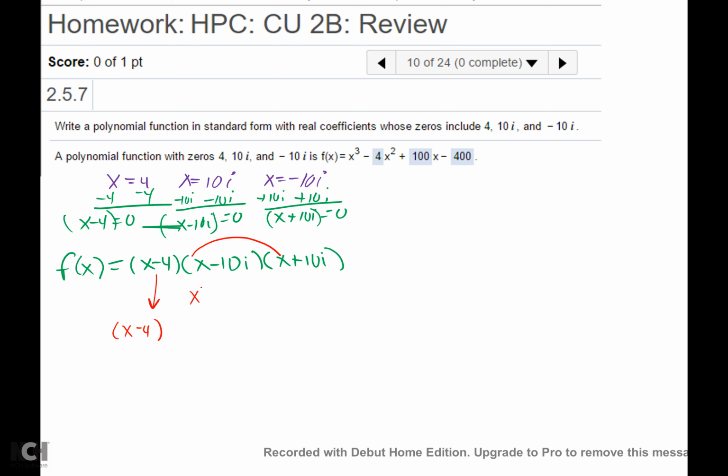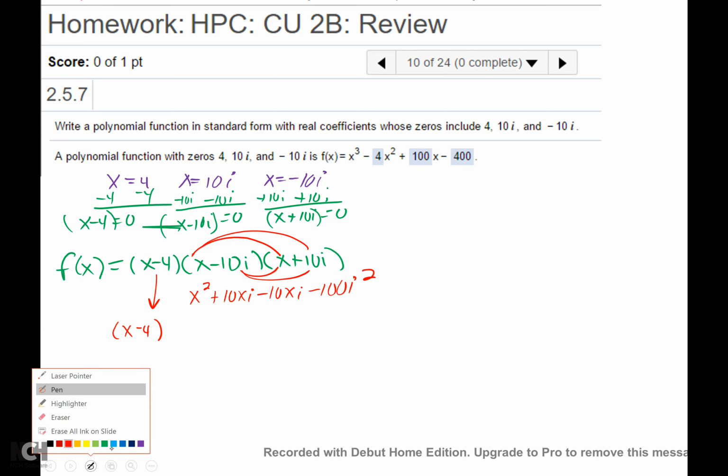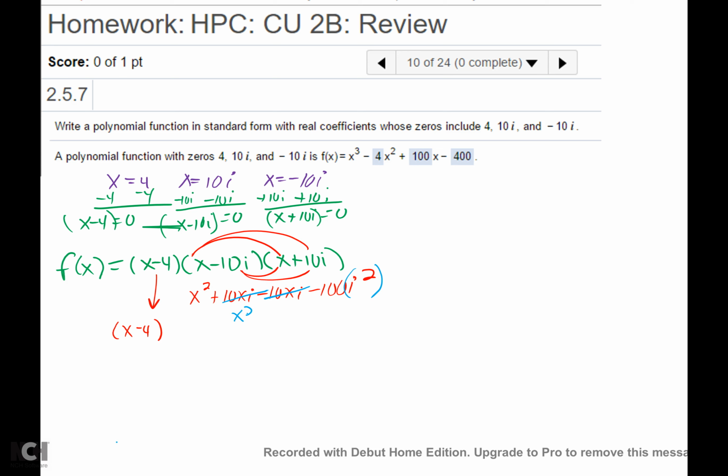X times x is x squared. X times positive 10i is 10xi. Negative 10i times x is negative 10xi. And negative 10i times positive 10i is negative 100i squared. So if I clean this up, the middles cancel because they were conjugates, and i squared is replaced. That gives me x squared minus 100 times negative 1, which gives me x squared plus 100. Yeah?